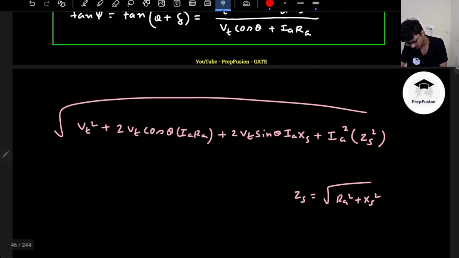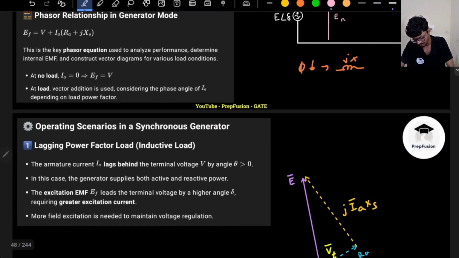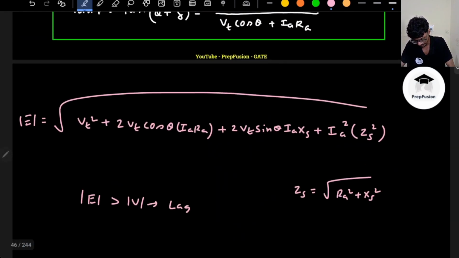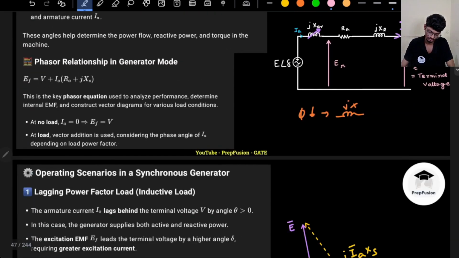So I'm observing that this is my E, magnitude of E. I'm adding Vt square with all these components, these are all added. So here as well, the magnitude of E will always be greater than the magnitude of Vt. Very important point to understand. But the magnitude can reduce in case of leading power factor. So this is for the lagging power factor.